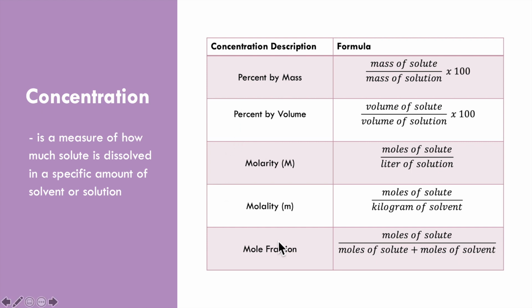So this is a whole chart of different concentrations, okay? There's percent by mass. The formula is right here. There's percent by volume, molarity, molality, and mole fraction, okay? The most common ones and the ones that we are going to study today, actually the most common is molarity, but the two that we're going to study today is molarity and molality, okay? These are the two measures of concentration we're going to learn today, and these are the formulas of it.